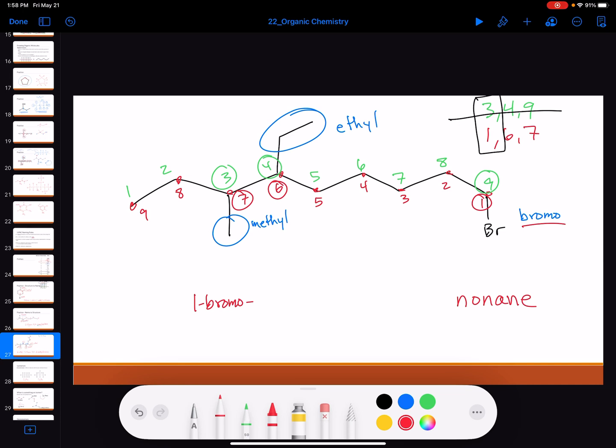Then ethyl comes next, right? So ethyl is a 6, so that would be a 6 ethyl. And then methyl comes next alphabetically, so that's going to be a 7 methyl. Now in this case, it just so happens that they're also in order by number, but that's not the rule, right? You always go off of the alphabetical name first.